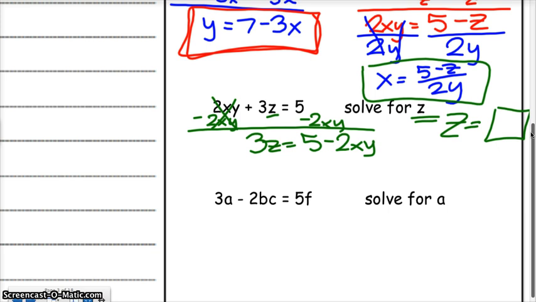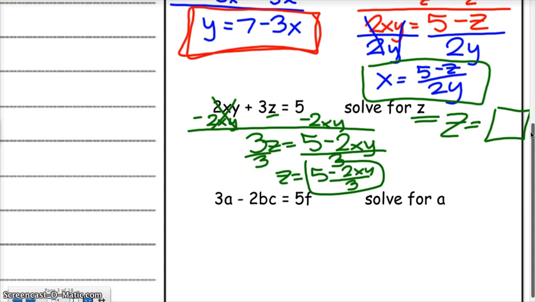Now move what is connected. What's sticking to my z right now? 3. So move the 3, divide everything by that 3. Z is equal to 5 minus 2xy over 3. Done. Okay?